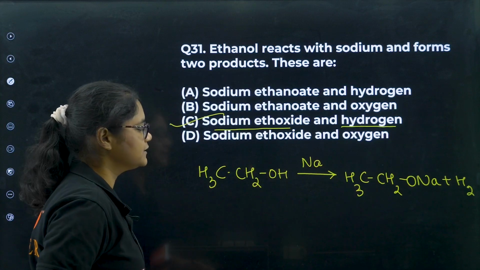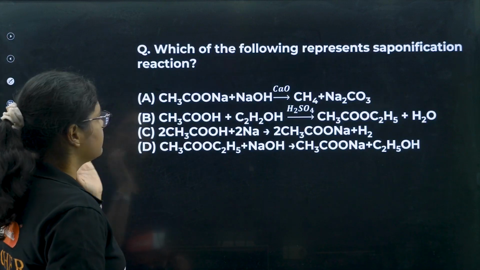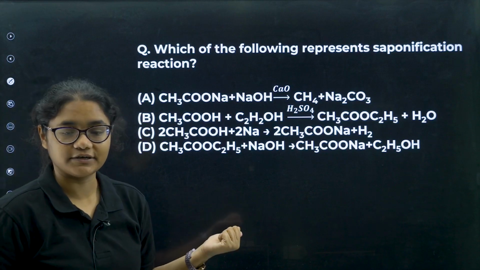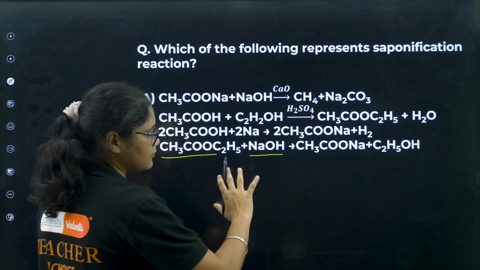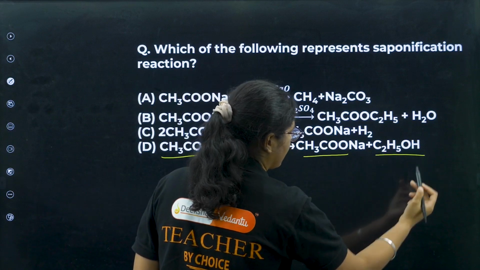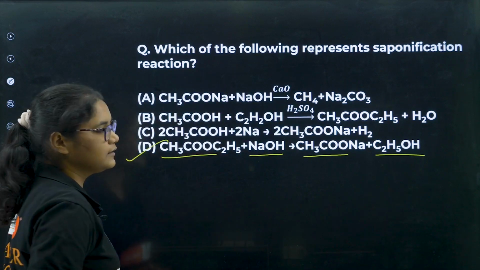Okay, option number C. Next, which of the following represents saponification reaction? So in saponification reaction what happens? An ester in the presence of a base gives you an acidic salt and an alcohol, right? So option number D here.